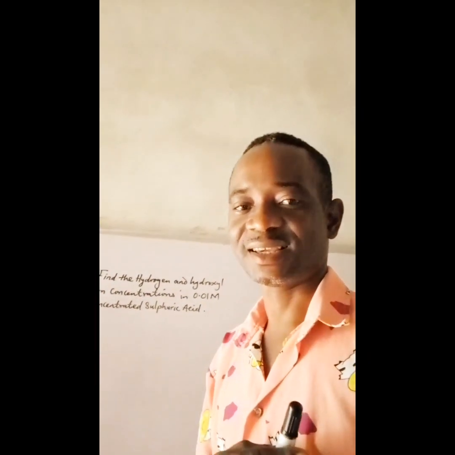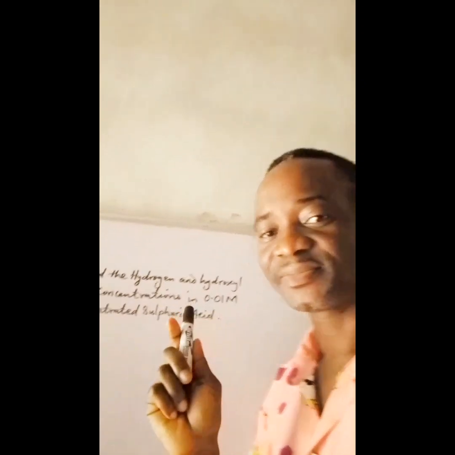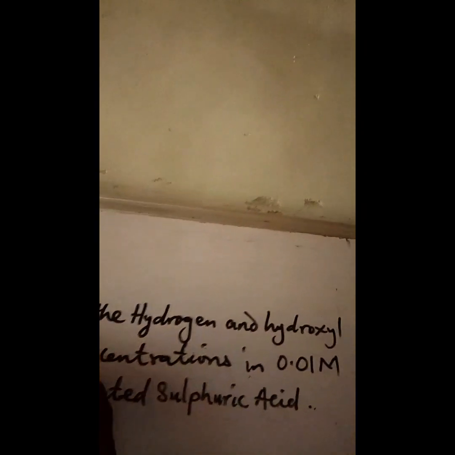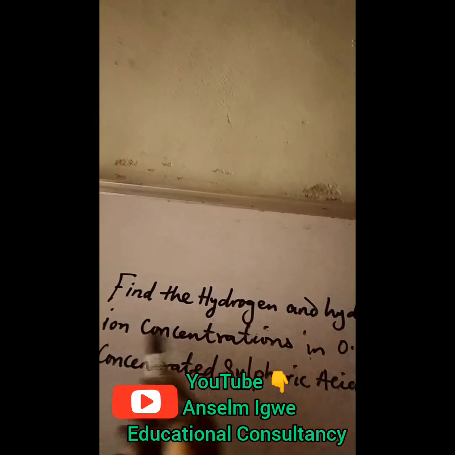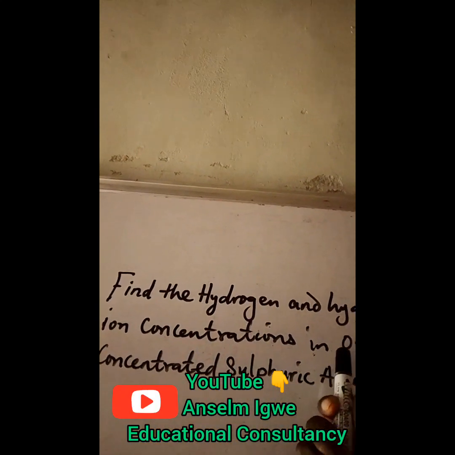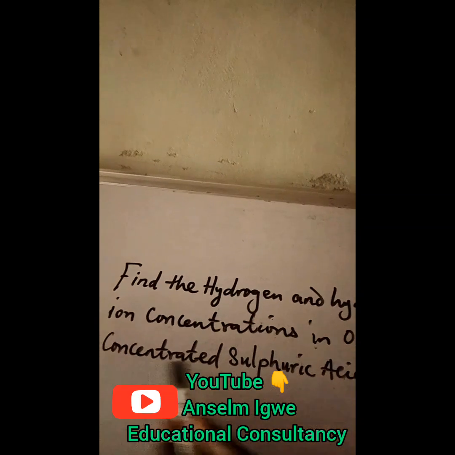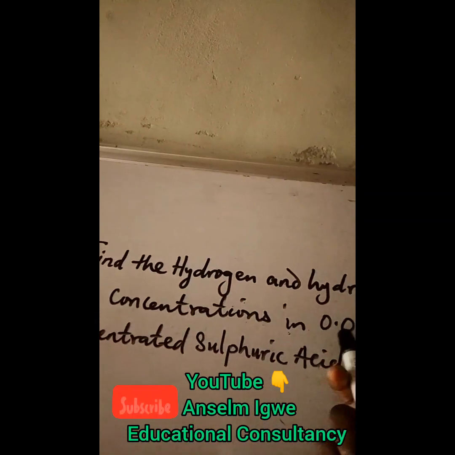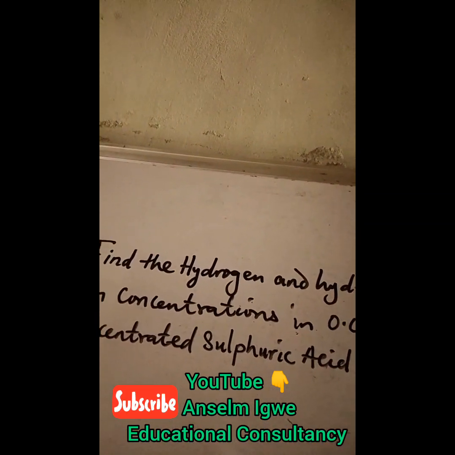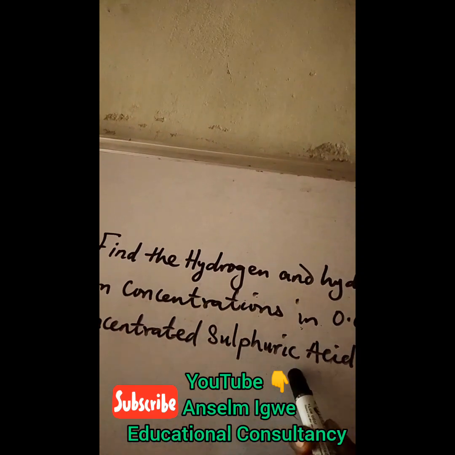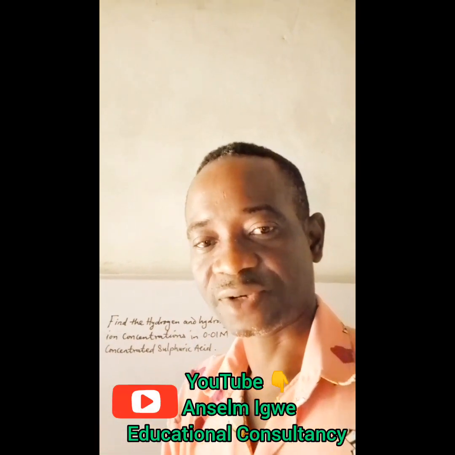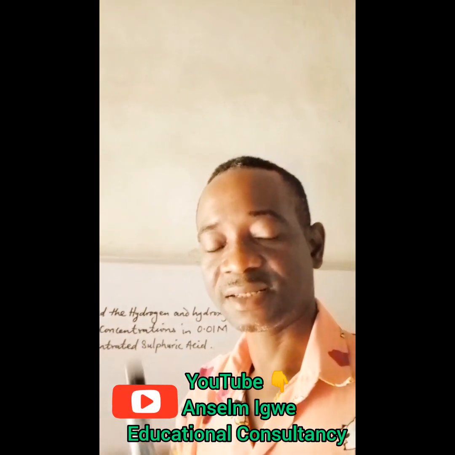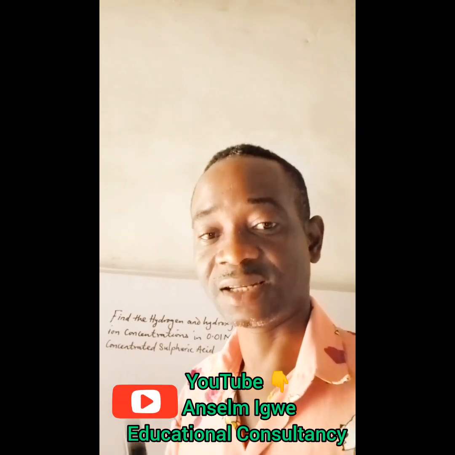How do you tackle a question like this when you see it? It says, find the hydrogen and hydroxyl ion concentrations in 0.01 molar concentrated sulfuric acid. 0.01 molar is the concentration of this acid. And the question is saying, find the hydrogen ion concentration and find the hydroxyl ion concentration in the same acid.